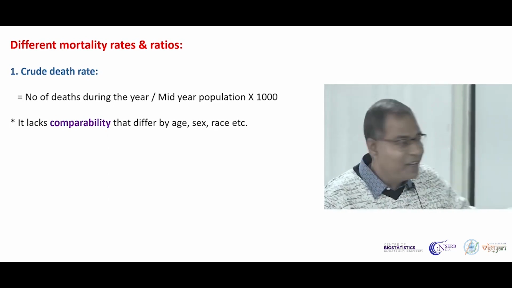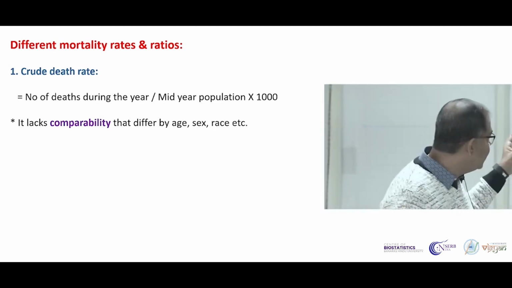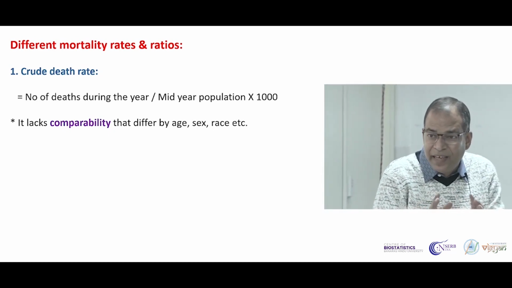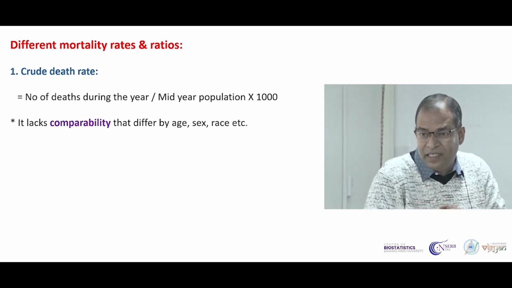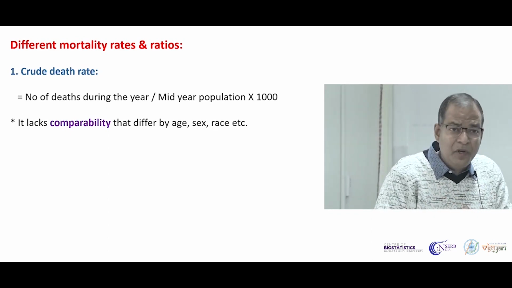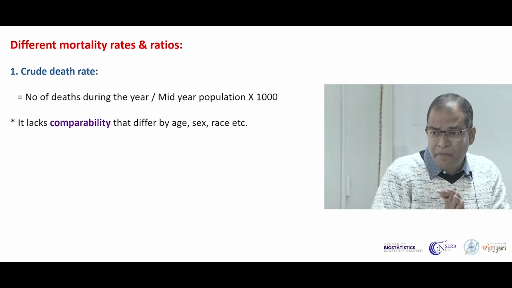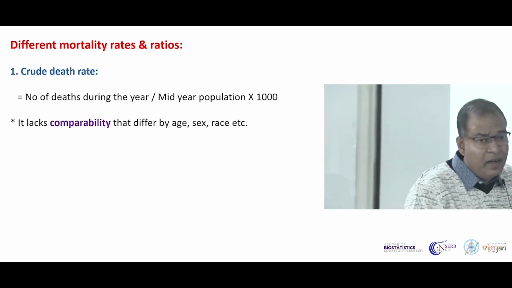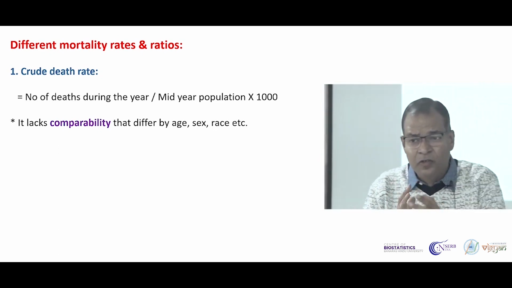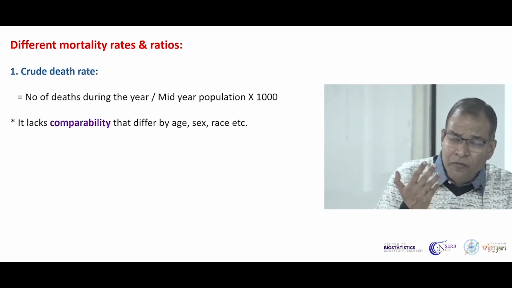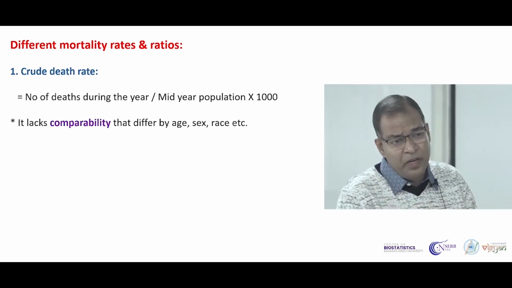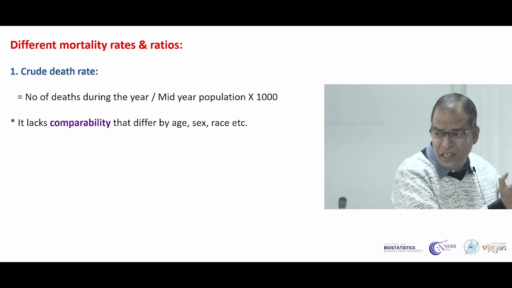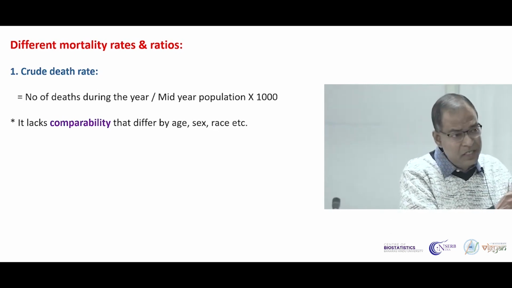So this is the limitation of the crude death rate, because it is taking mid-year population. It is not stratified by age group, it is not stratified by sex group, etc. Say for example, think about one of the remote villages in our country where maternal and child health services are not so good, and we are unfortunately losing so many mothers, pregnant mothers.